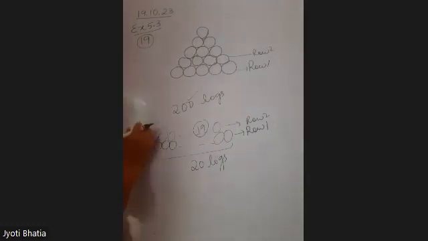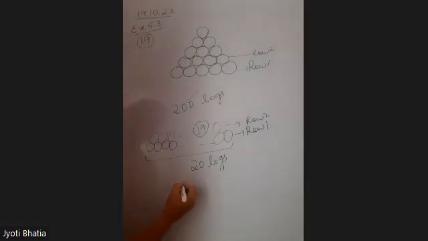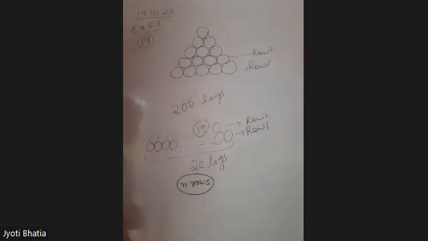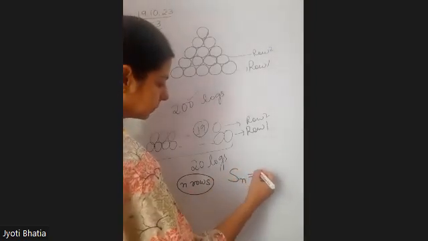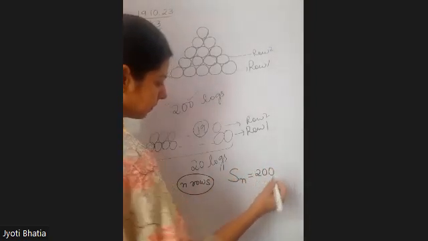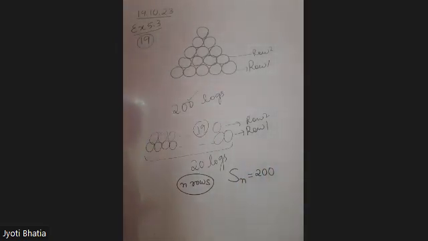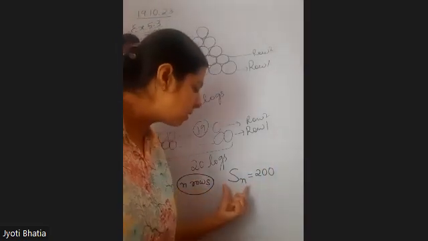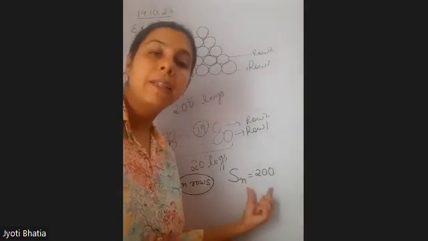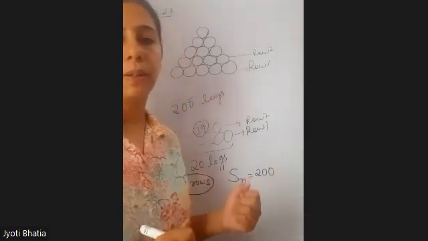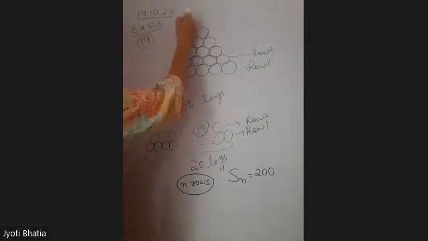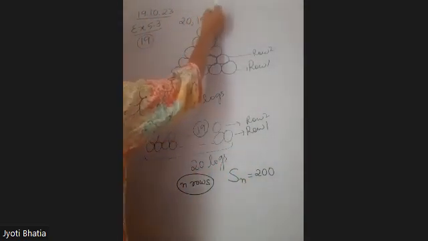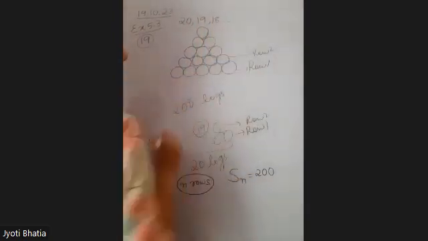Ma'am, find the sum of all terms. Yes, suppose there are n rows. What is the sum of these n rows, beta? Sn equals n by 2. I'm not asking the formula but the value. The sum of the first n rows is coming out to be 200. Yes, because these logs are 20 in the first, 19 in the next, 18 in the next, continuing like this.